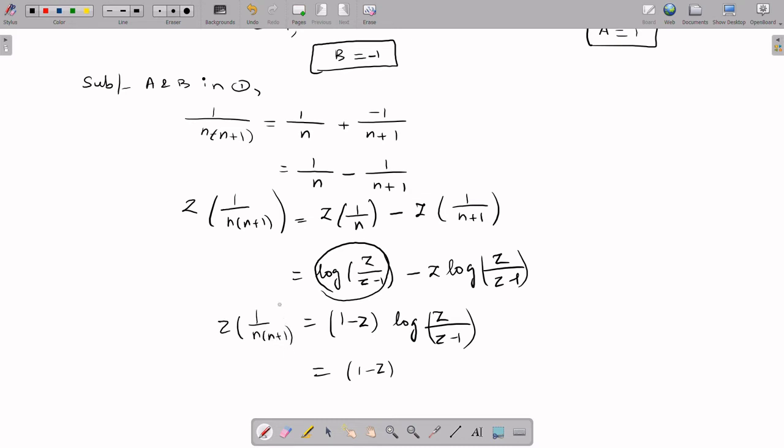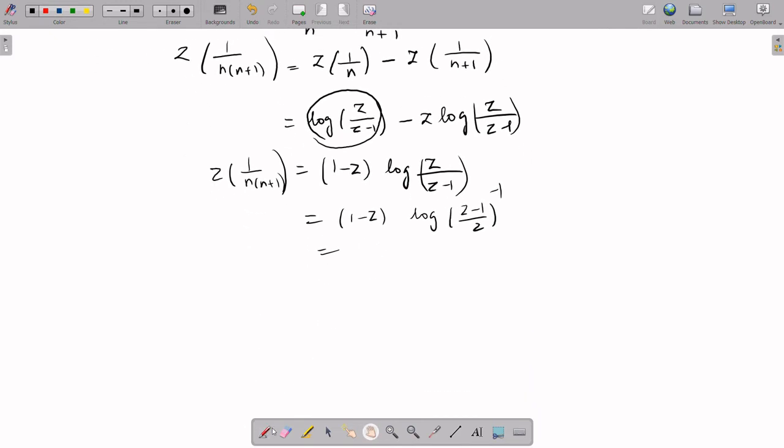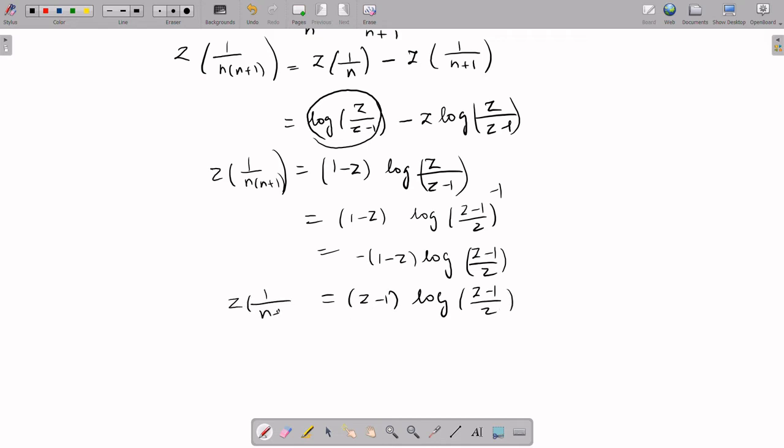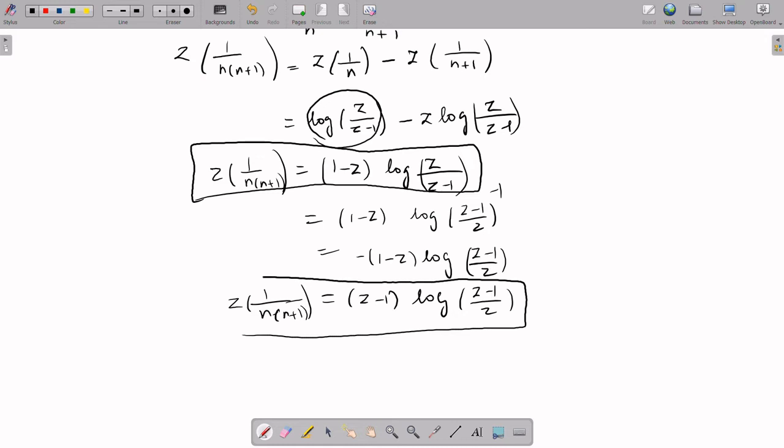But if you want further simplifying, you can write this term as log of z minus 1 by z, the whole inverse, or you can write this with the minus coming here. So minus of 1 minus z log of z minus 1 by z, or otherwise z minus 1 into log of z minus 1 by z. This way also you can write it. Either you stop your problem here itself, that is enough. If you want further simplifying, or your problem asks to show this result, then you have to do the steps also. Is that clear?